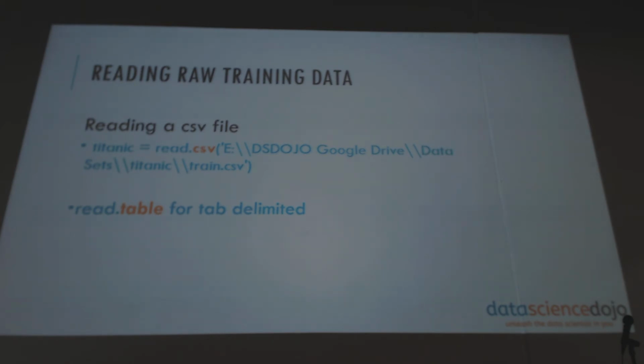I think the closest example is a database table. So you can refer to things by column, by rows, and so on. And then if your data is tab delimited, you use read.table, and you can also specify if it's delimited by some other characters.